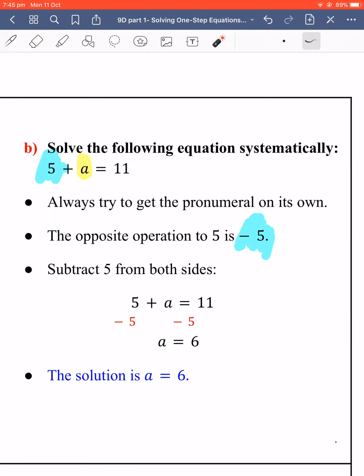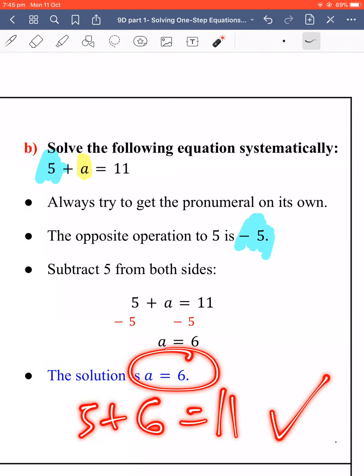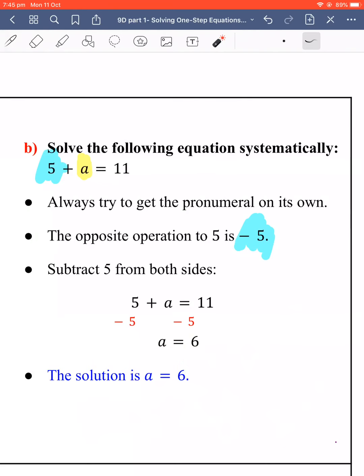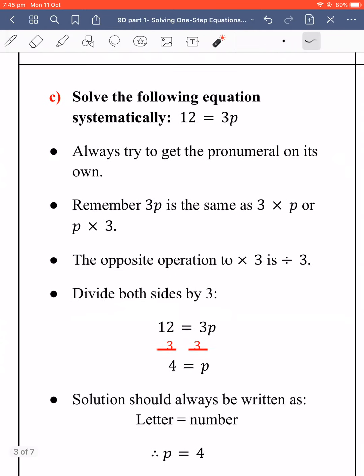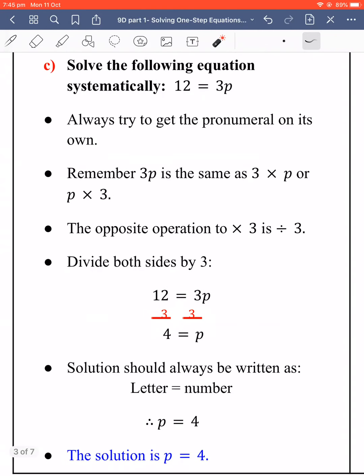And a way you can always double check that is to substitute it back in. So if I substitute it back in, 5 plus 6 does indeed equal 11. So A equals 6 is a true solution. On to our second last example. So on to letter C. So again, we're solving the following equation and we're doing it systematically.